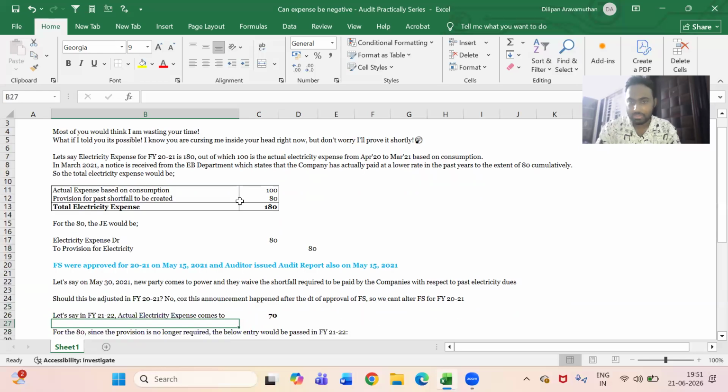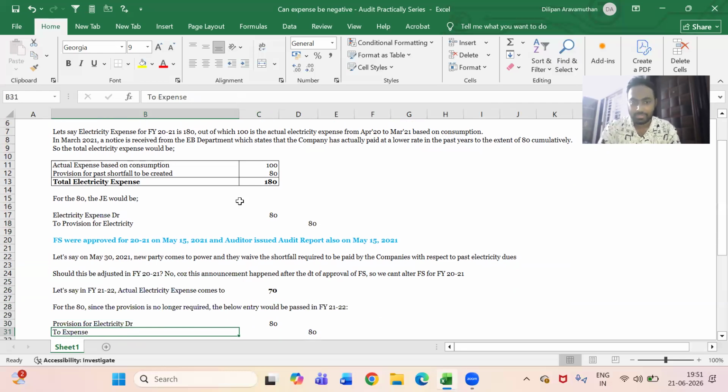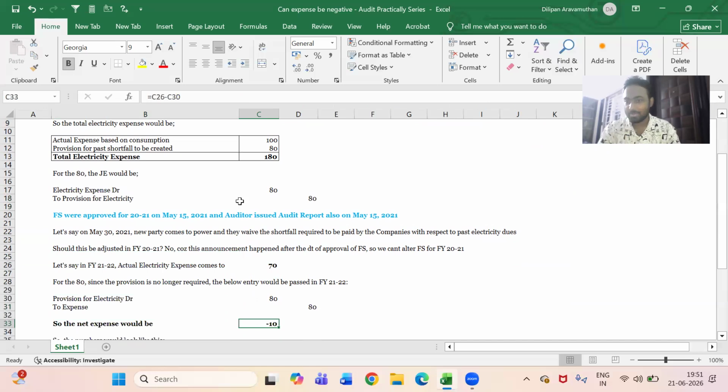So let's say the actual electricity expense in financial year 21-22 comes to 70. For the 80, since the provision is no longer required, the below entry would be passed in financial year 21-22. That is basically provision for electricity expense debit to electricity expense 80, right? So the net expense would now be minus 10. I proved my point right here. The expense can actually be negative, guys.